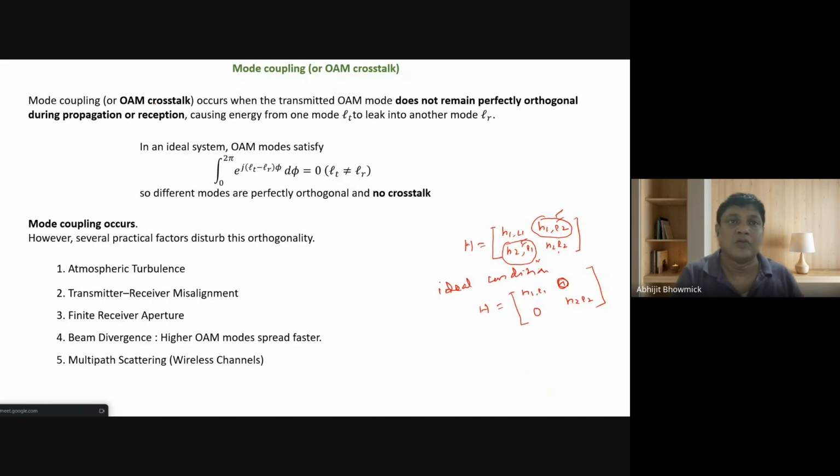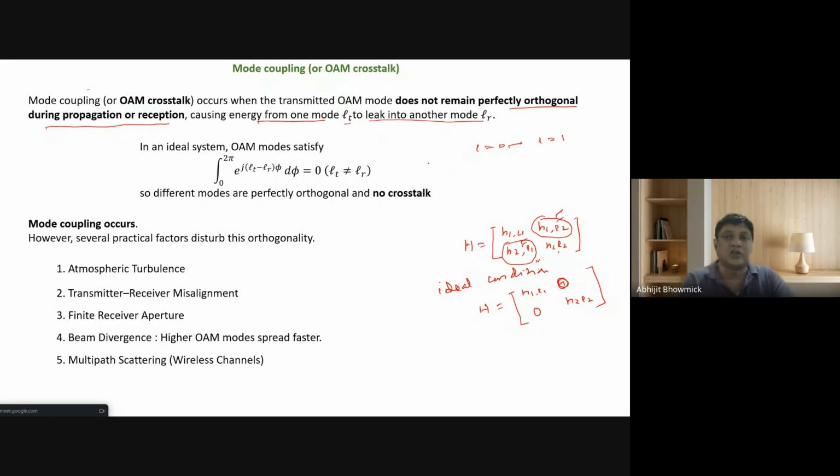So mode coupling or OAM crosstalk occurs when the transmitted OAM mode does not remain perfectly orthogonal during propagation or reception, causing energy from one mode LT to leak to another mode LR. What I told you: mode L equal to 0 is transmitted, but during propagation, this 0 converted to L equal to 1. So it is a mode leakage. If it is happening, then there will be mode coupling or crosstalk.